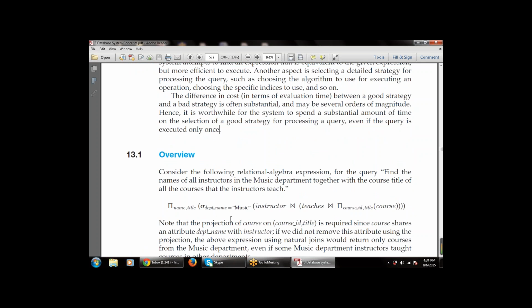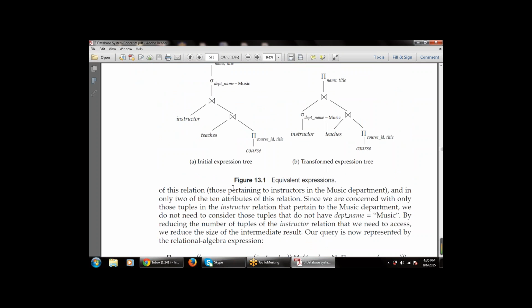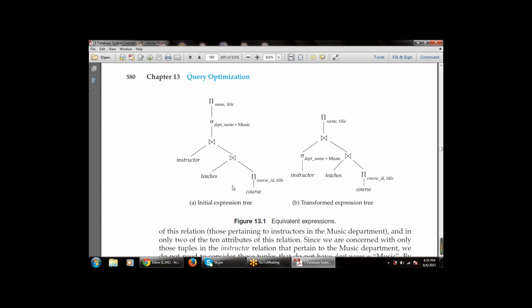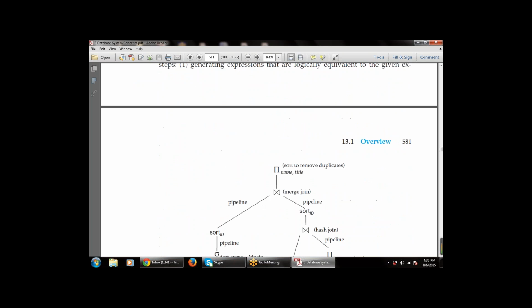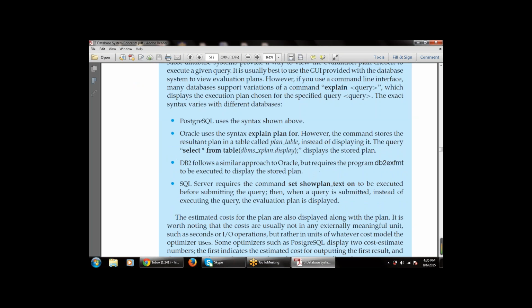Next, we also considered the overview of the query, that is, the various aspects of the query used in the design. Consider the following relational algebra expression: pi name, title, sigma, instructor, teaches, course ID, and title. This is the equivalent expression. These are the initial expression tree and the transformed expression tree. This is the evaluation plan, the cost effective evaluation.